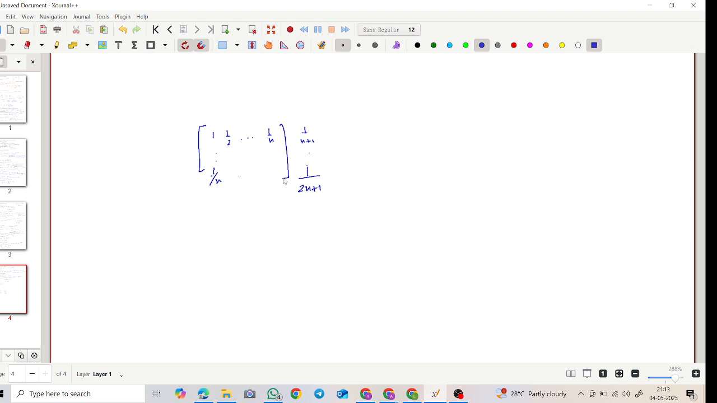If we look at the principal diagonal, a11 will have 1, a22 will have 1 by 3, and so on. So the last term, the n plus 1th diagonal term, will be 1 by 2n plus 1, and for the same row, the n plus 1th row, it will be 1 by n plus 1.